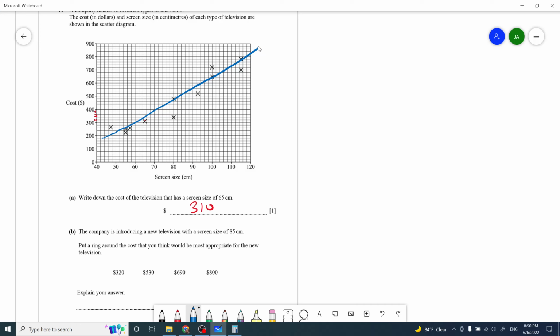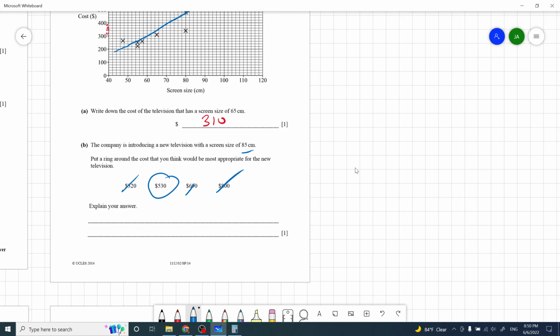And so once I have this done, I can find 85. And 85, if I follow this up, it's going to be around here, which if I look, it's a little over 500, okay? So looking at these, it's nowhere close to 300, nowhere close to 800. It's pretty far from 690, so the only possible option I have would be 530. So it's not exactly there, but again, most of our points aren't exact. They're just close, so this would definitely be the most appropriate price out of the ones they give us.